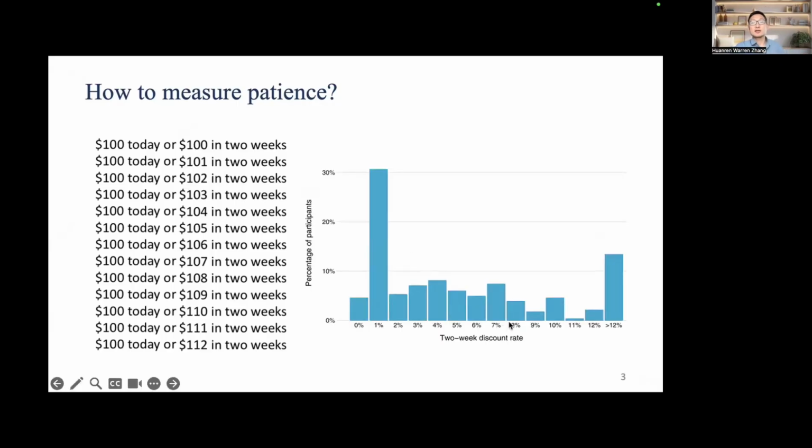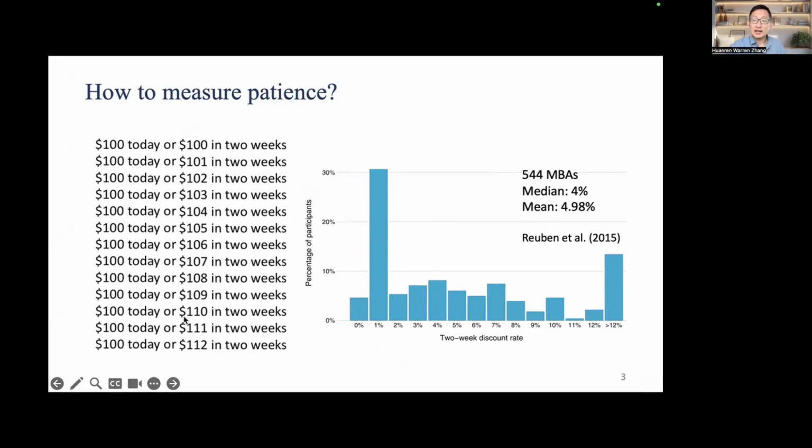So here is the distribution of the switching point from an experiment. This experiment was conducted at Northwestern University, and more than 500 MBA students completed the task. As you can see here, if you switch in very early, then the discounting rate is at 0%.